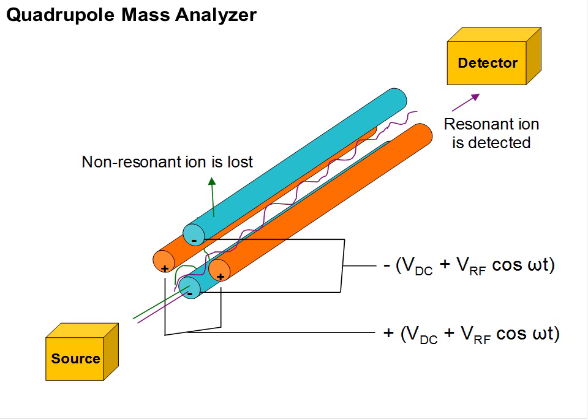So if the radio frequency is not in resonance with the ion, it will be lost either against the oppositely charged poles or the other poles. In order to transmit ions over a range of mass-to-charge ratios, the radio frequency can be programmed to change. This is called a scan.